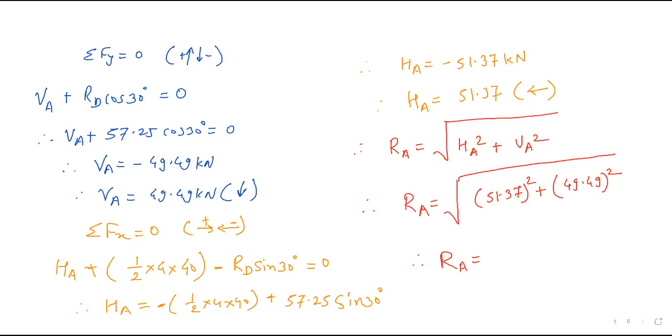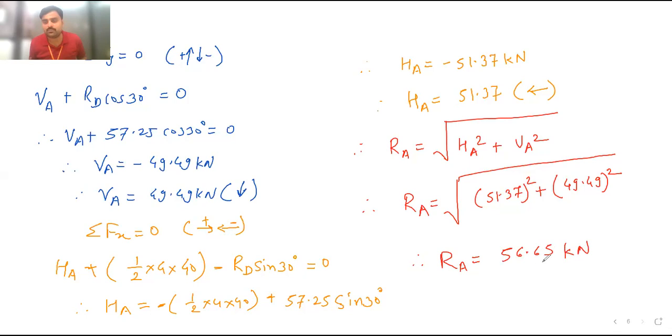Let me know the answer. 56.65. 56 point 65, positive, okay, because it is plus. Correct. 56.65 kilonewton. This is the value of RA.